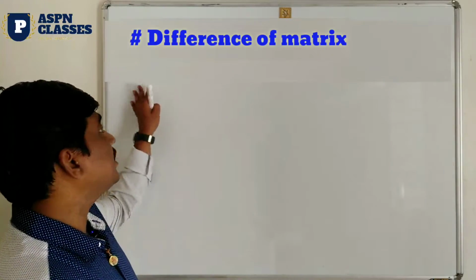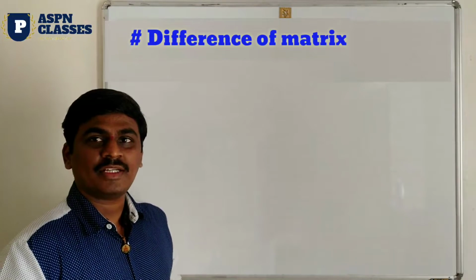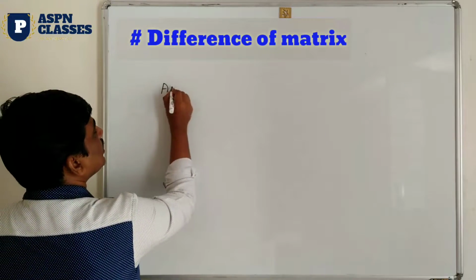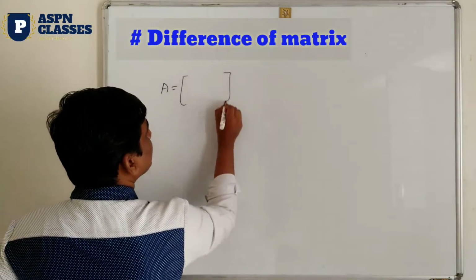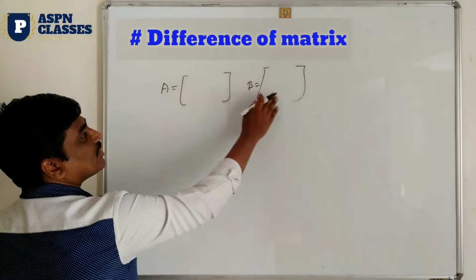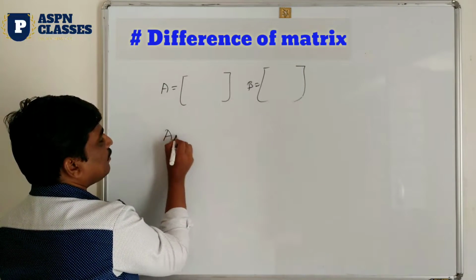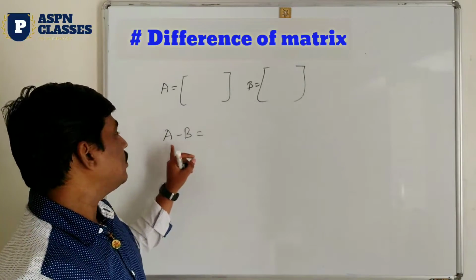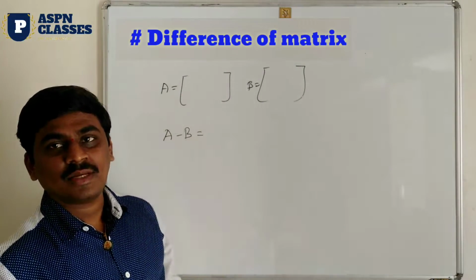Okay, next one is the difference of a matrix. Difference of a matrix is the subtraction A minus B. Here the A matrix is given and the B matrix is given. When you are given two matrices, you find A minus B, that is the difference of the matrix. Subtraction of two matrices is called the difference of a matrix.